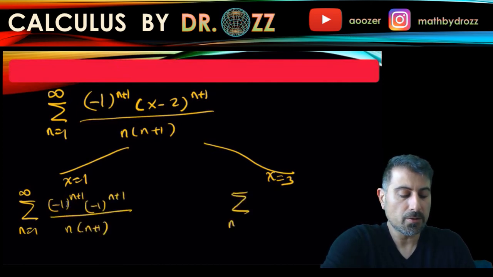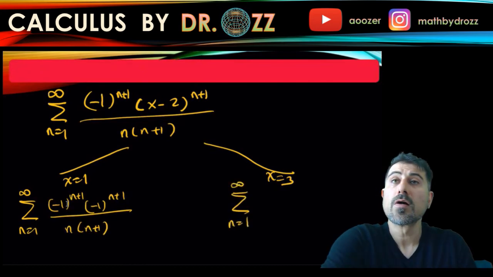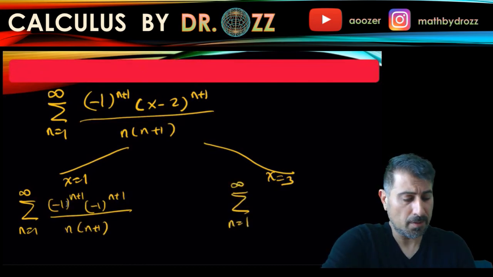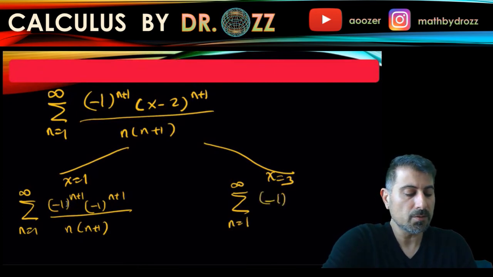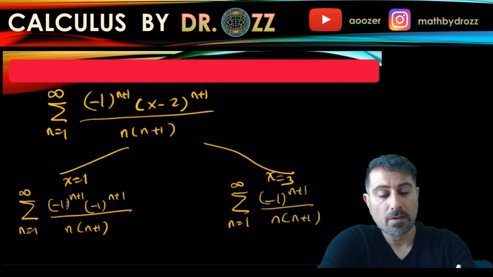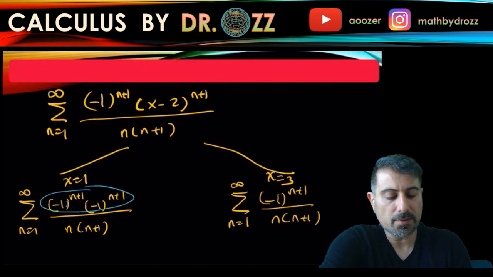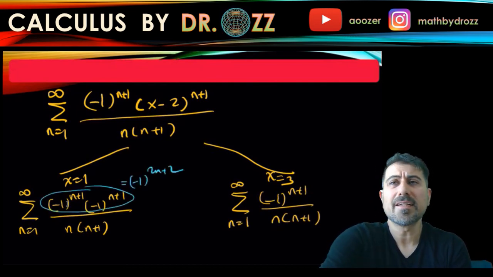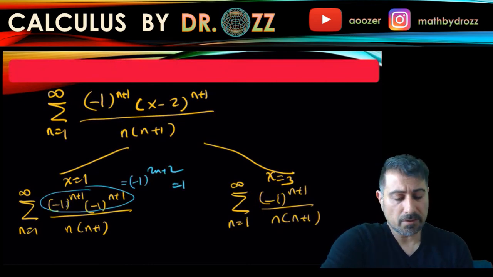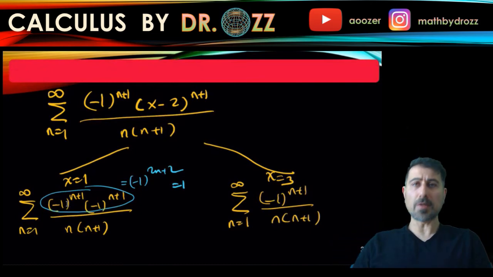And here, I'm using a different color. I hope you don't get confused. When x equals 3, this term is 1, so minus 1 to the n plus 1 and n plus 1. Okay, so let's see what this term looks like. This is minus 1 to the power of 2n plus 2, and that's always 1, right, because it's an even power. So this series looks like 1 over n plus 1. This one looks like minus 1 to the n plus 1 and n plus 1.